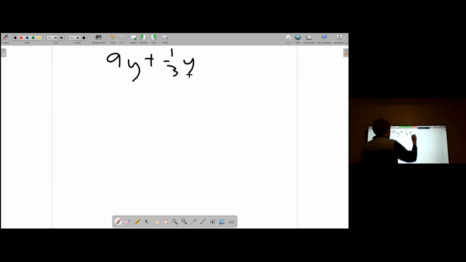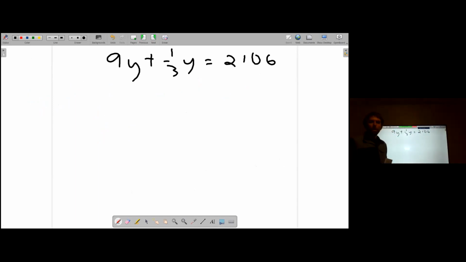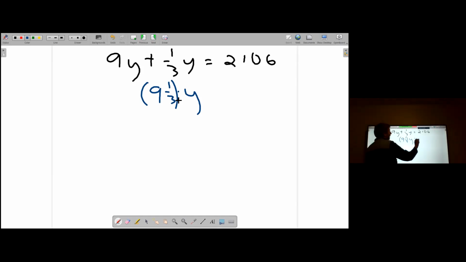What is that equal to? 2106. So, yeah, there's a few ways of solving this. I think the way I'm going to go with is, let's just combine like terms. So this is just 9 1/3 y. Think of that as a mixed number. 9 1/3 times y is equal to 2106. So let's just divide by that 9 1/3.